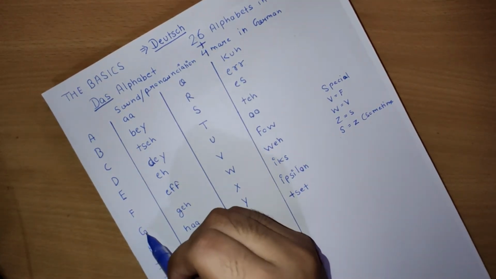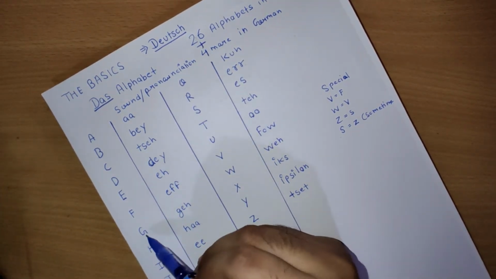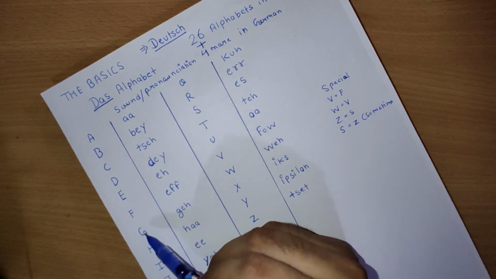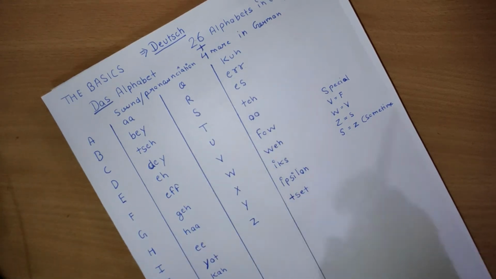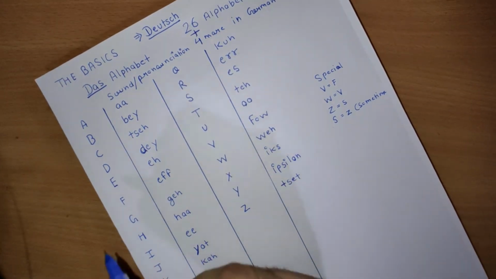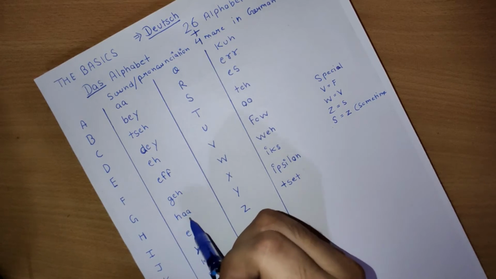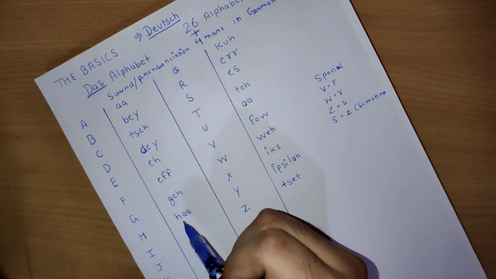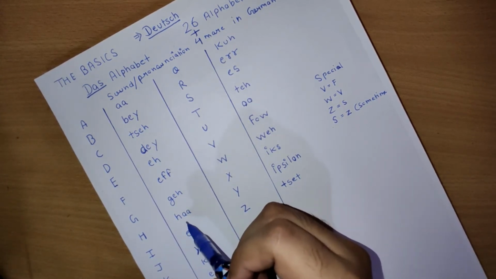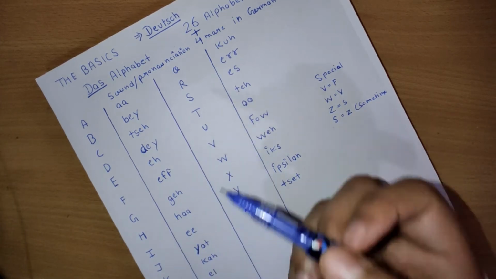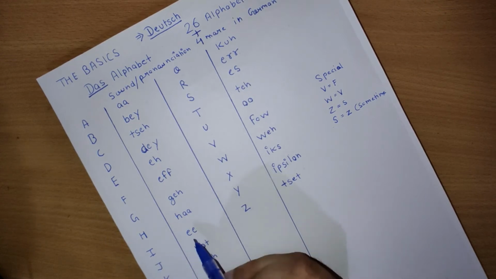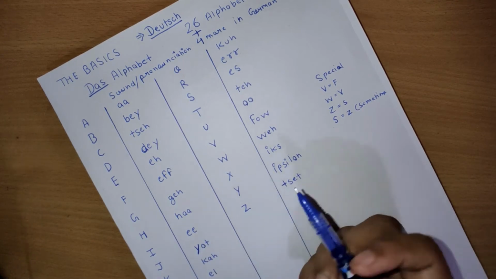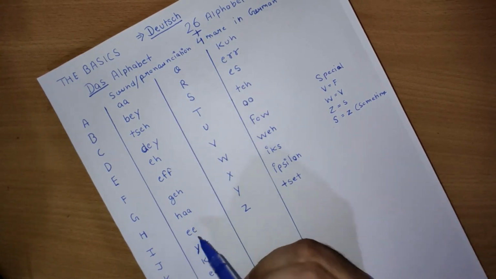Now moving on to G. The sound of G is different. In German we call it G. H is ha, like ha, but not similar to that. Ha. I, we say it in English I, and in German E. That's why I have written it as double E here.